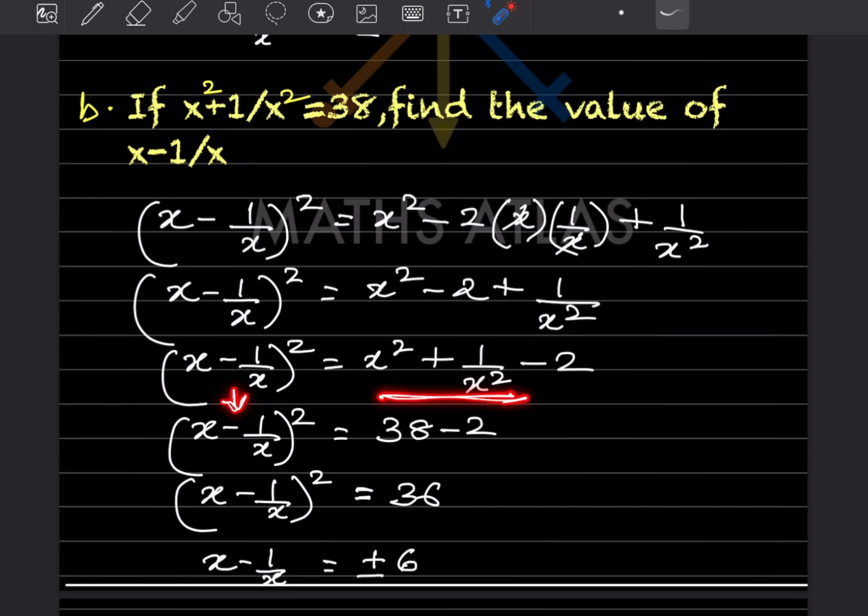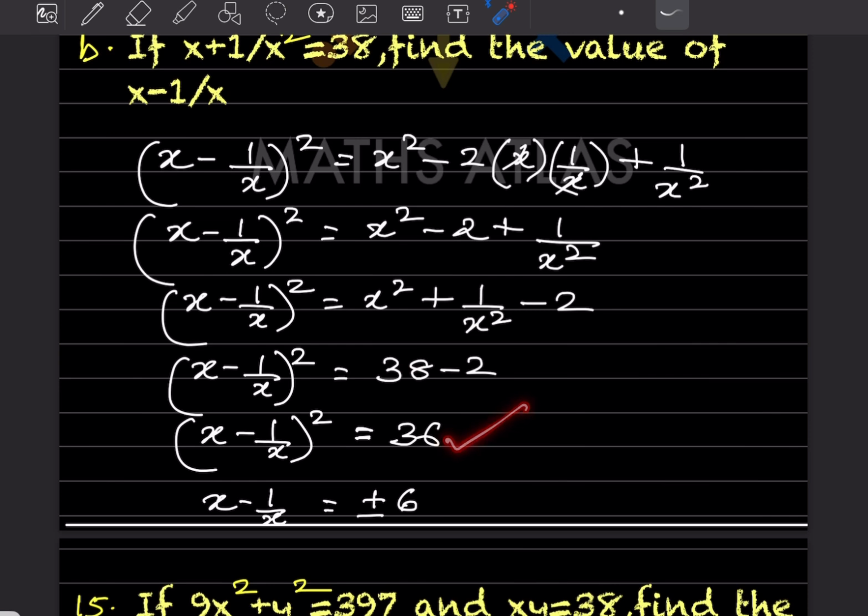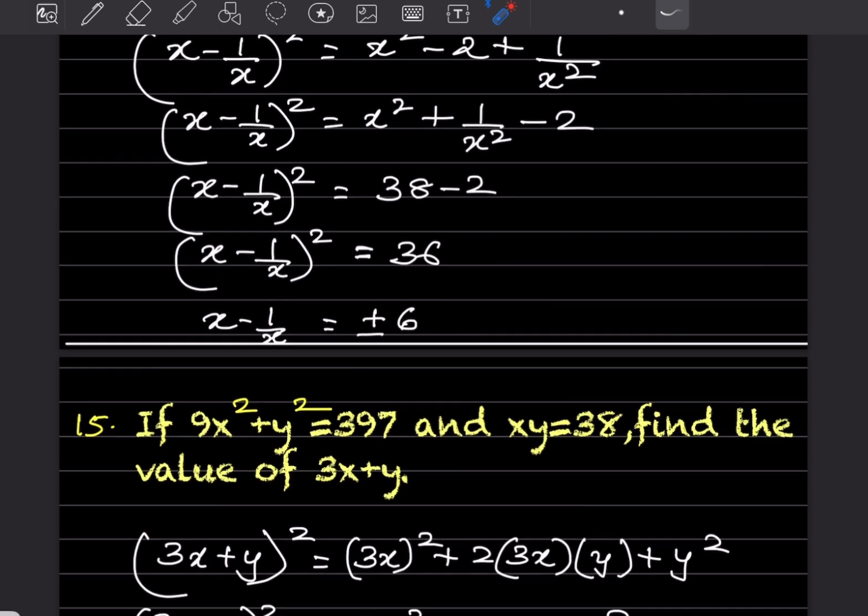You know x square plus 1 by x square is going to be 38 minus 2. So this is going to be 36. When you square both the sides, that is a perfect square, plus or minus 6. So x minus 1 by x is plus or minus 6.